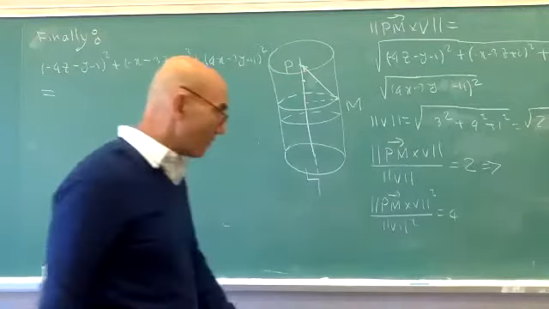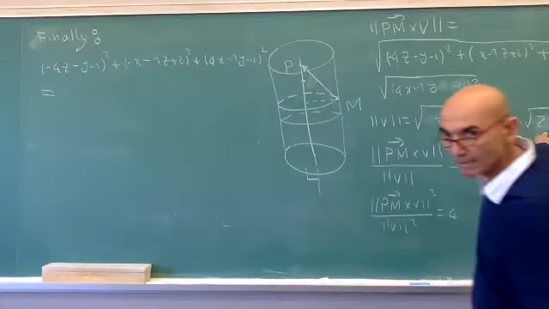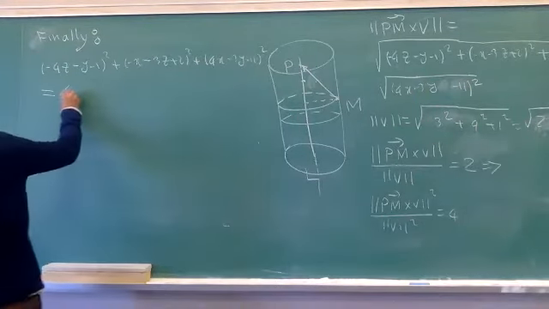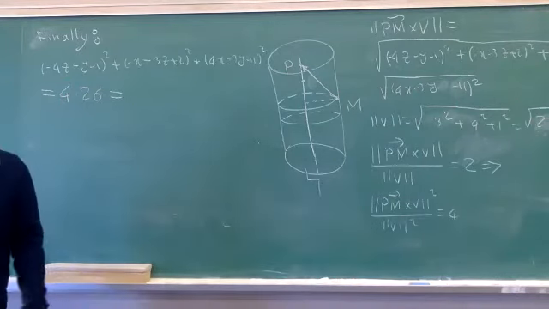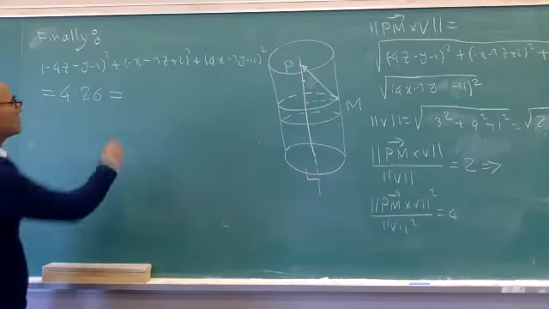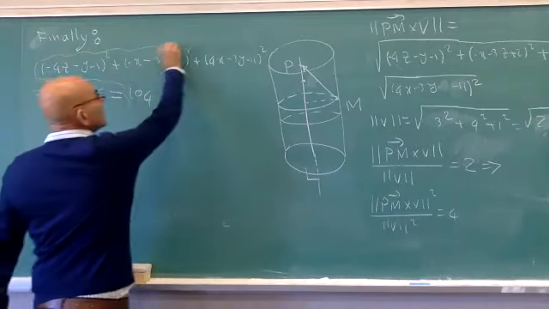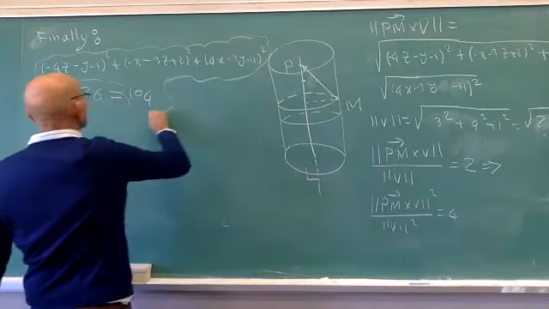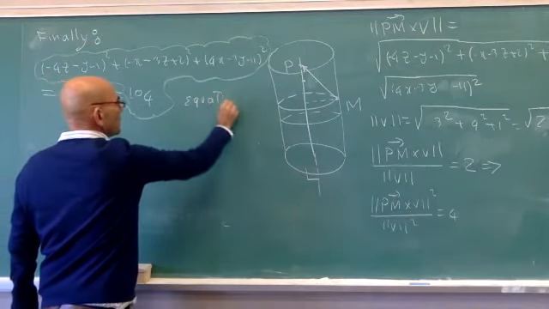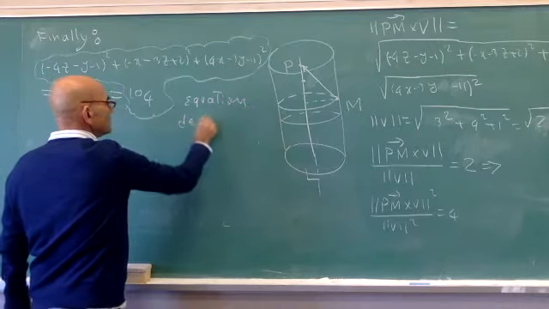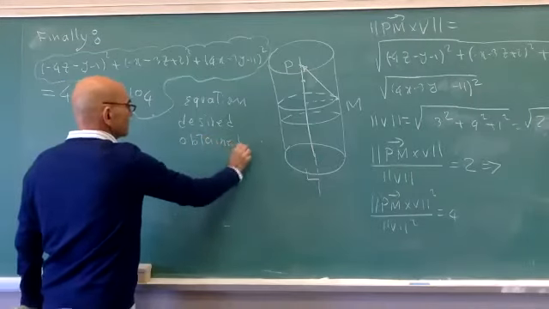Okay, so now we have got this equal to that. So 4 times 26, right? So 4 times 25 is 100 and 104. So this is the equation that we are looking for. Equation desired. Obtained. Right?